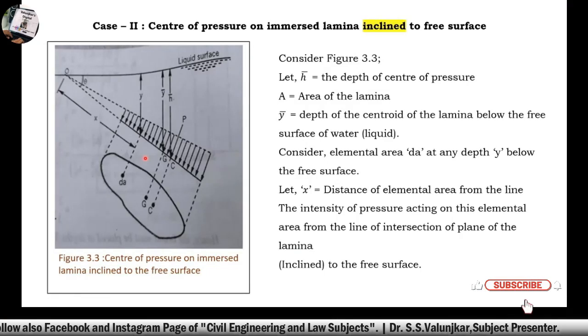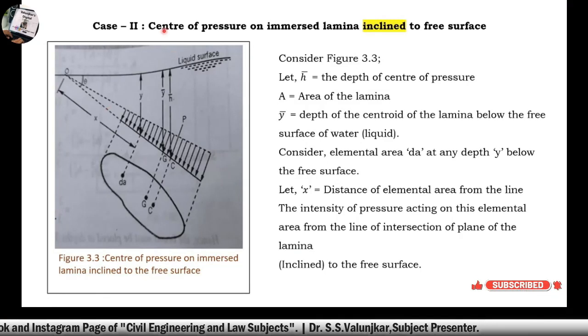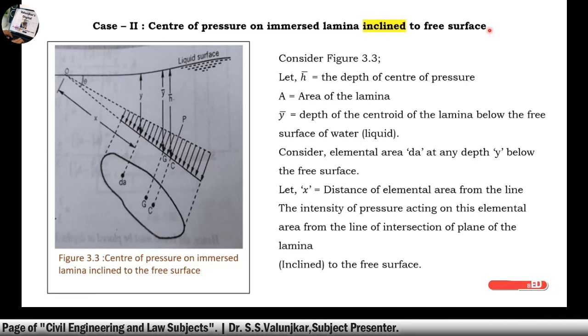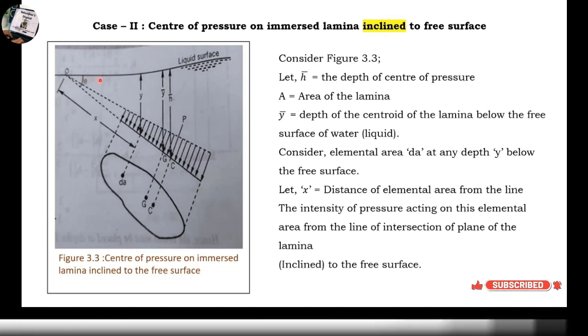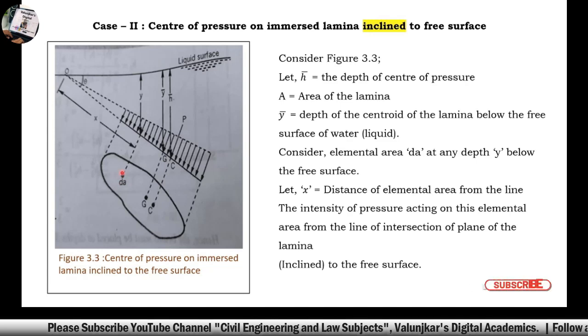Now let us consider case number 2. Instead of a vertical lamina, we will consider an inclined lamina, the immersed lamina inclined to the free surface. Consider this figure: the immersed lamina makes an angle theta. Let H bar be the depth of center of pressure. As usual, A is the area of the lamina, and Y bar is the depth of the centroid of the lamina below the free water surface, that is the liquid. Consider the elemental area dA, which is this area, at depth y.